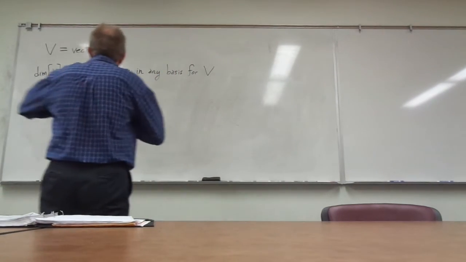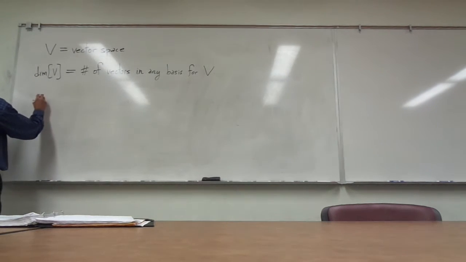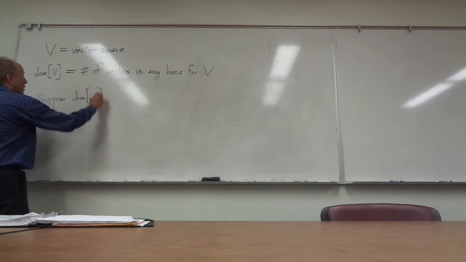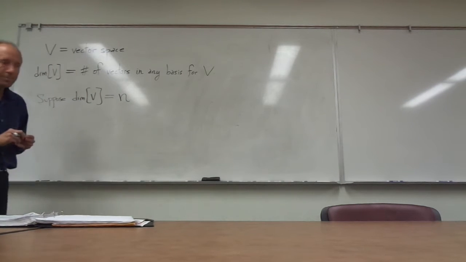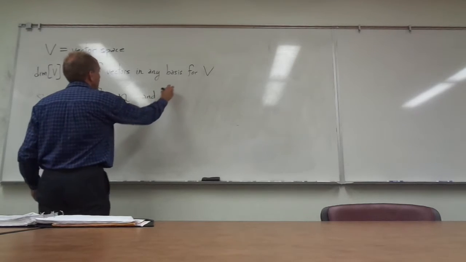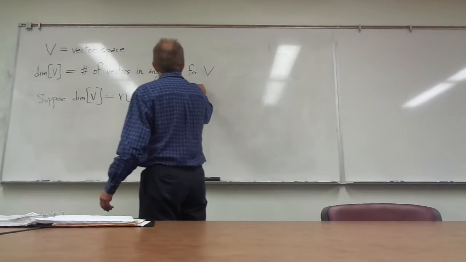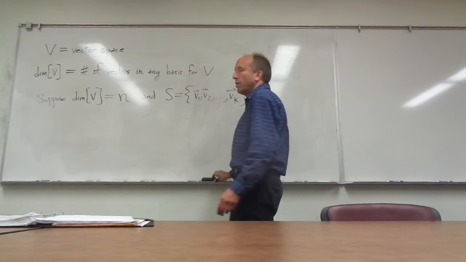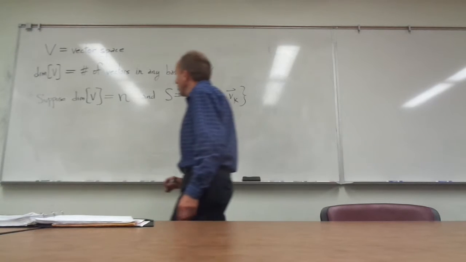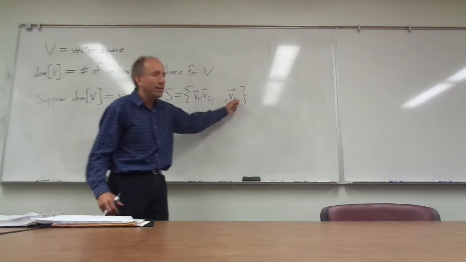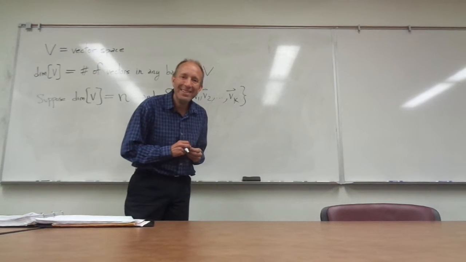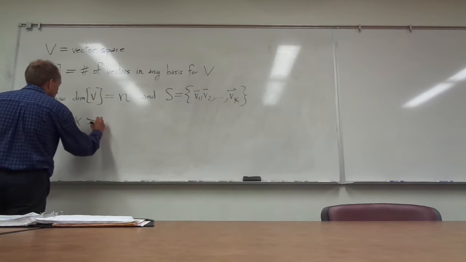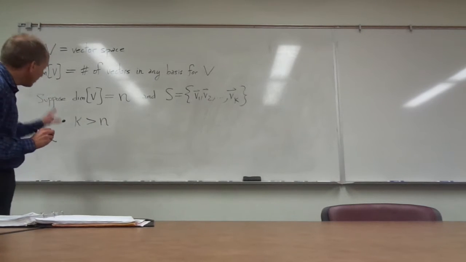And you might wonder, let's suppose that the dimension of V is n, and let's suppose that we have a set S that has k vectors in it. So you might be wondering, what goes wrong if k doesn't equal n? Well, I'm just going to give you a quick little summary of what goes wrong right now. And the summary is just this.